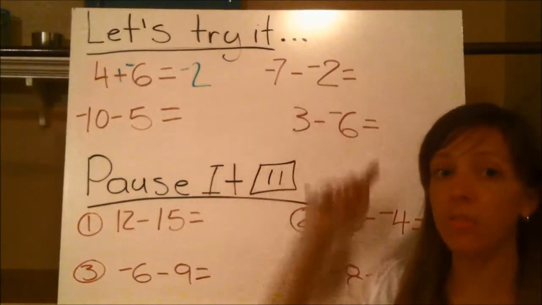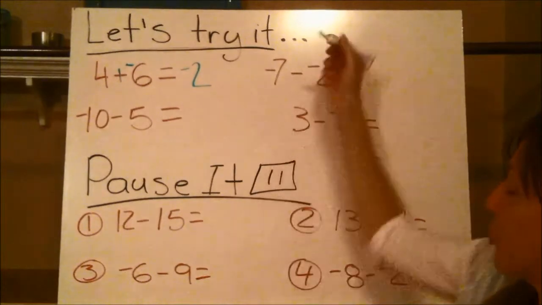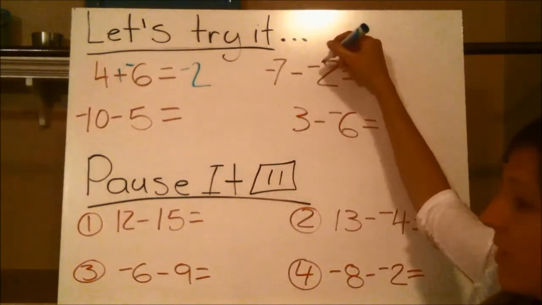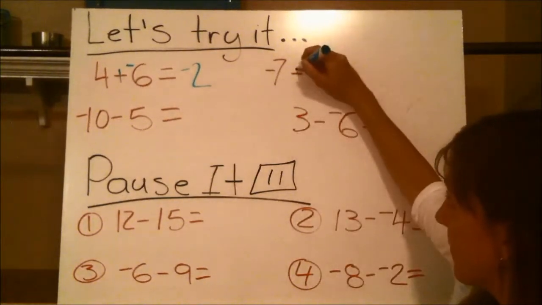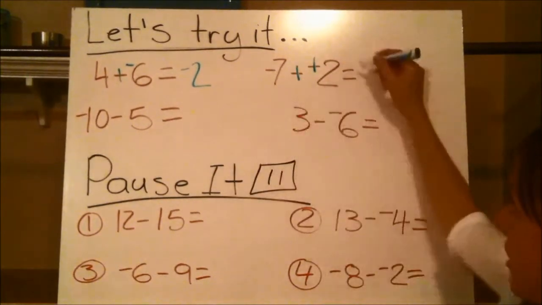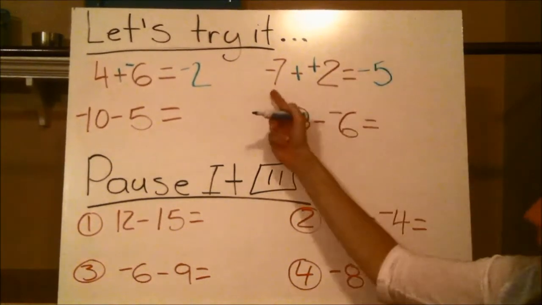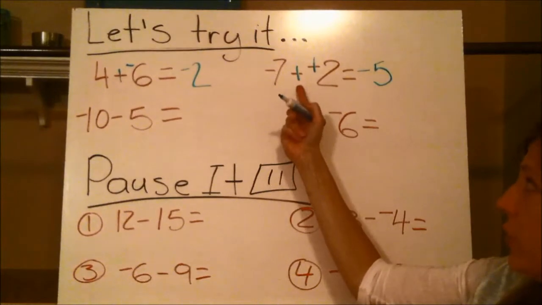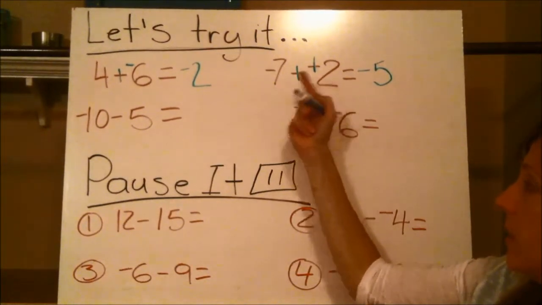-7 minus a -2. If I owe 7 and I subtract another negative debt, I take away a debt. I keep it. -7 plus 2 is -5. And again, we kept the first number, we switched subtraction to addition, and we changed -2 to a +2.